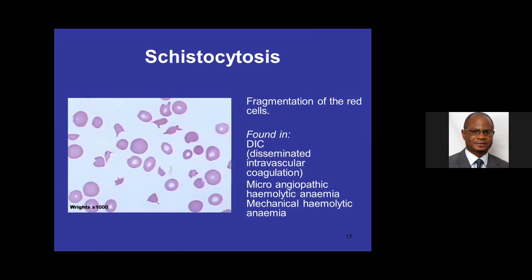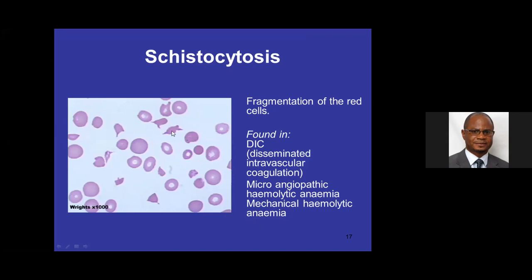Then schistocytosis is fragmentation of red cells. You see it in hemolytic anemia, as the red cells are hemolyzing, macroangiopathy, DIC, disseminated intravascular coagulation, and mechanical hemolytic anemia.